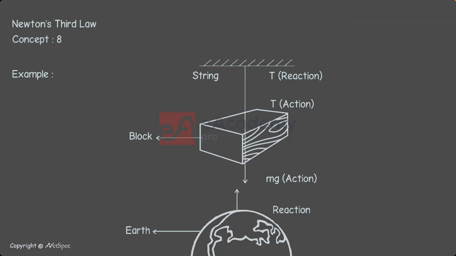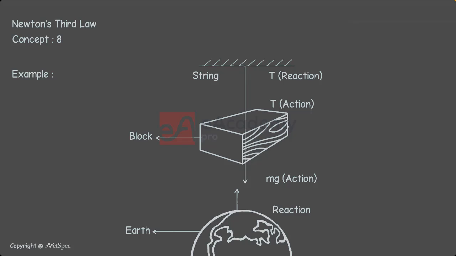What is the action for the reaction? Now it means mg is the force acting vertically in downward direction, that is, it is the pull by the earth. The earth is pulling the body in downward direction, that is called the action. This block exerting a force on the earth is a reaction.